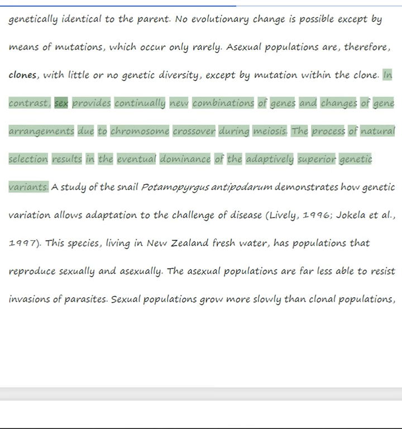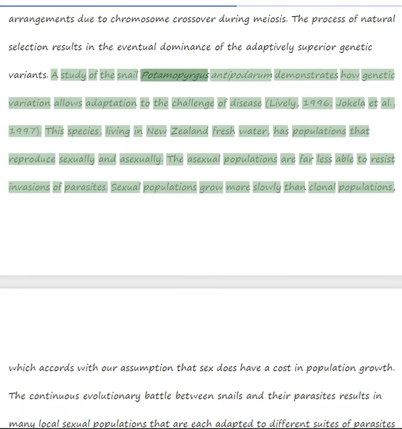In contrast, sex provides continually new combinations of genes and changes of gene arrangements due to chromosome crossover during meiosis. The process of natural selection results in the eventual dominance of the adaptively superior genetic variants. A study of the snail Potamopyrgus antipodarum demonstrates how genetic variation allows adaptation to the challenge of disease. This species, living in New Zealand freshwater, has populations that reproduce sexually and asexually.